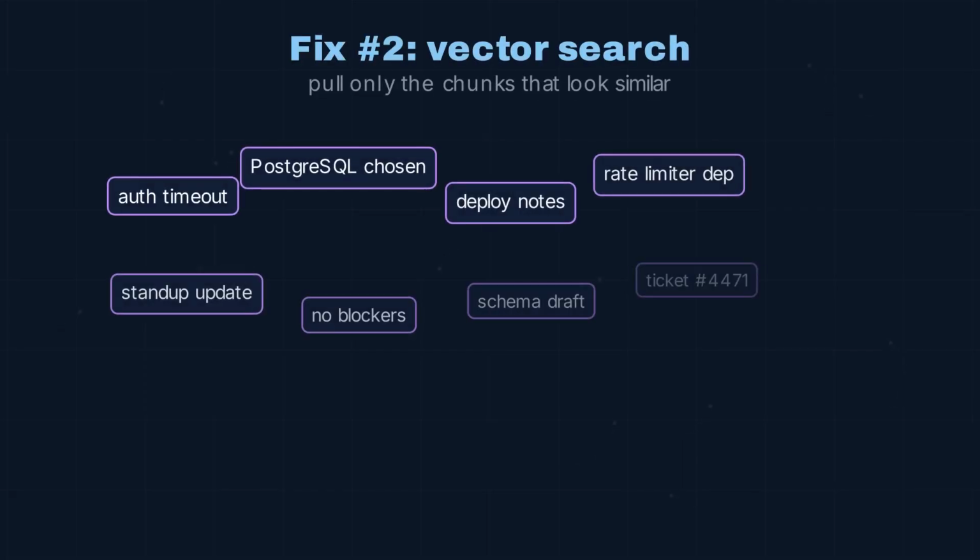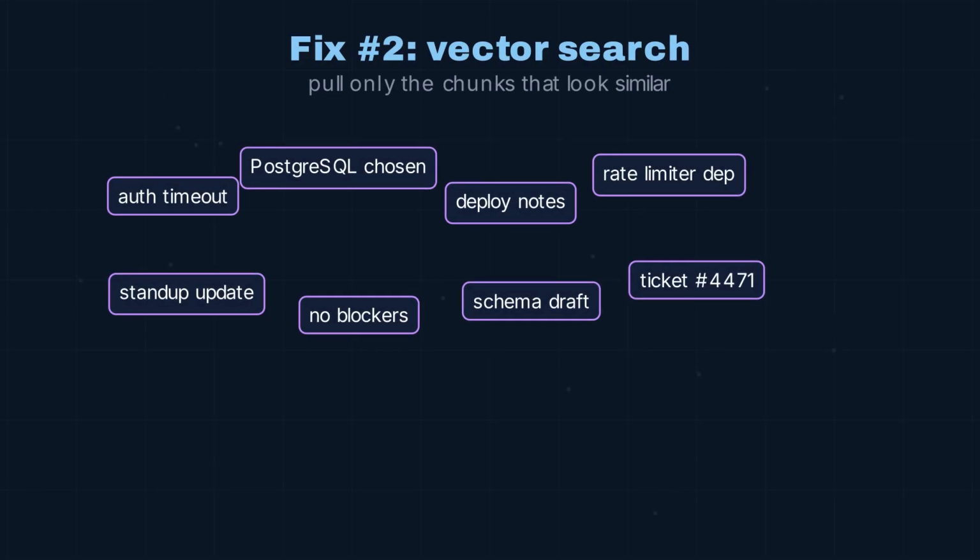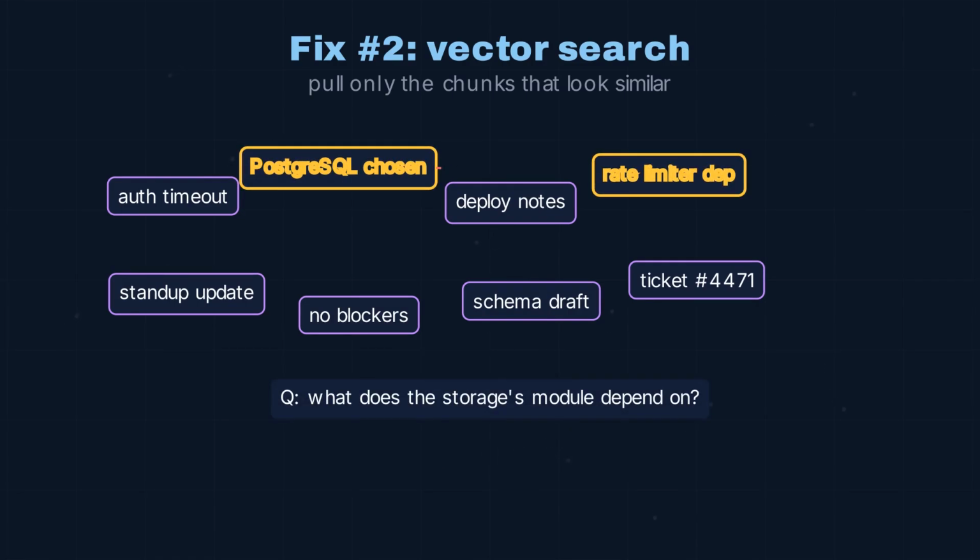So you switch to vector search. Instead of resending everything, you store each turn as a chunk and pull back only the few that look similar to the question. For a single fact, this works beautifully. What storage did we pick? Finds the right chunk. But now ask something harder.